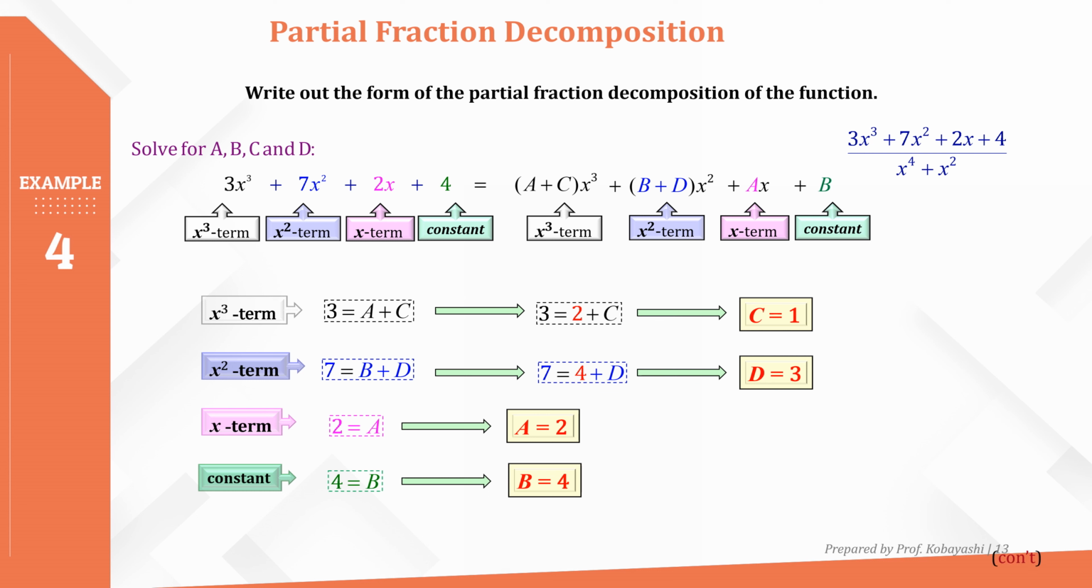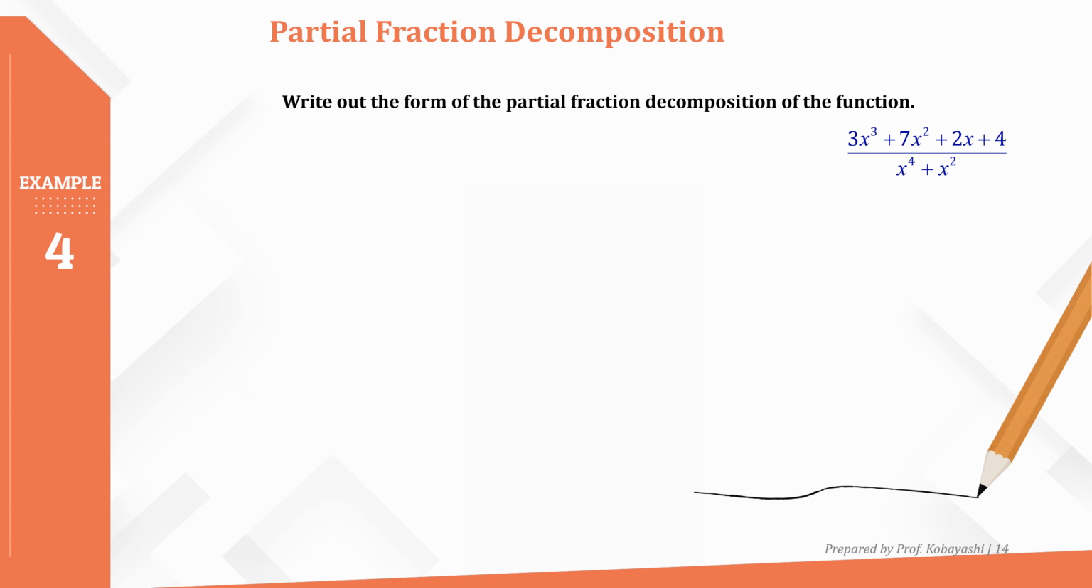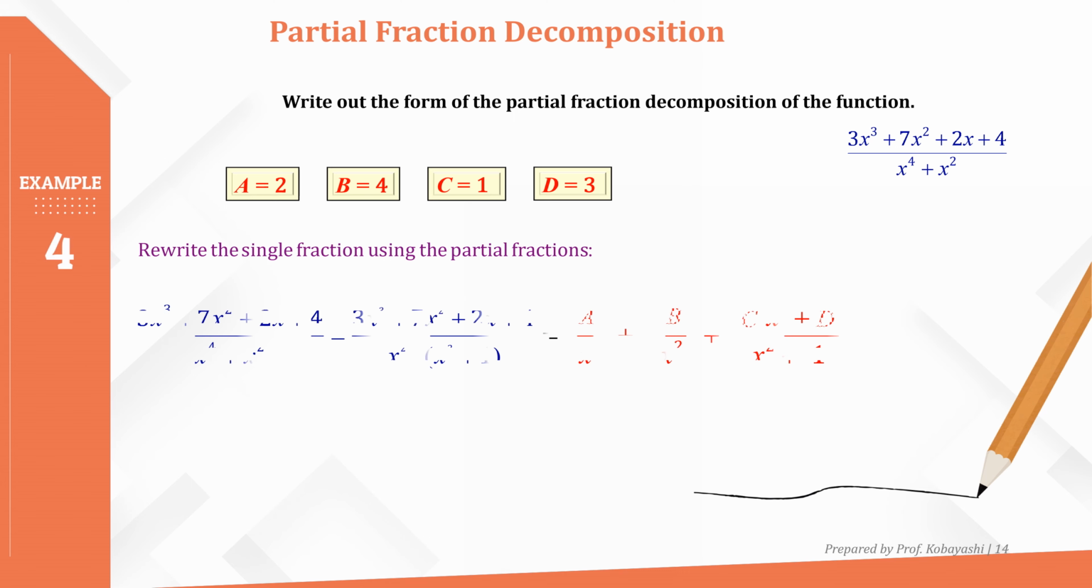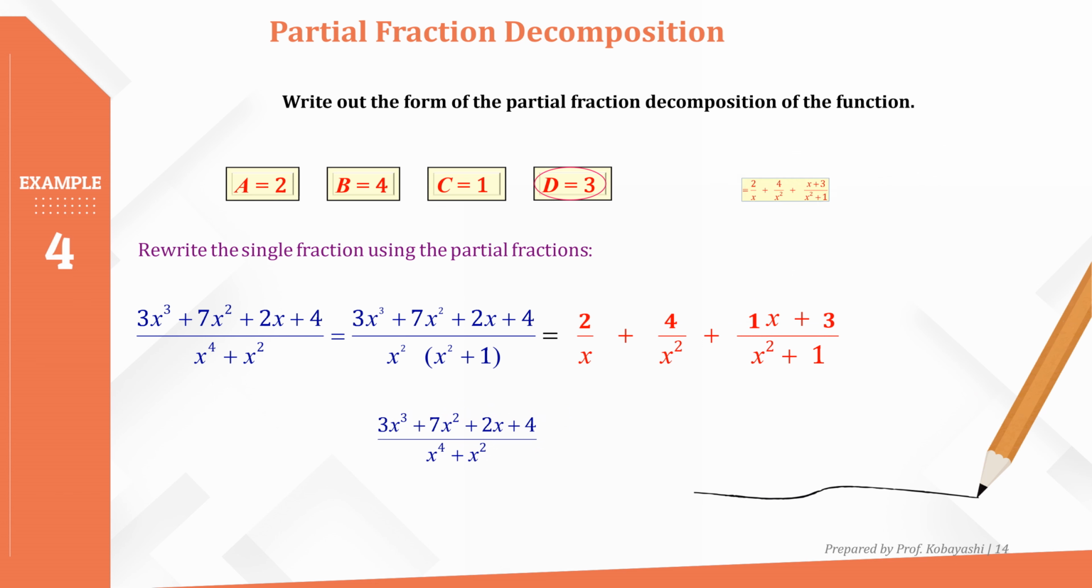Now we have solved for all the unknowns. We have solved for A, B, C, and D. We write the original rational expression using these partial fractions. Replace A with 2, B with 4, C with 1, and D with 3. Now we have found the partial fractions as shown.